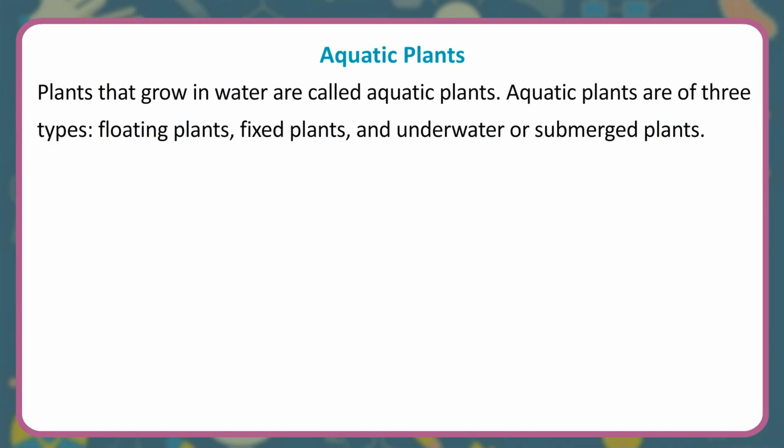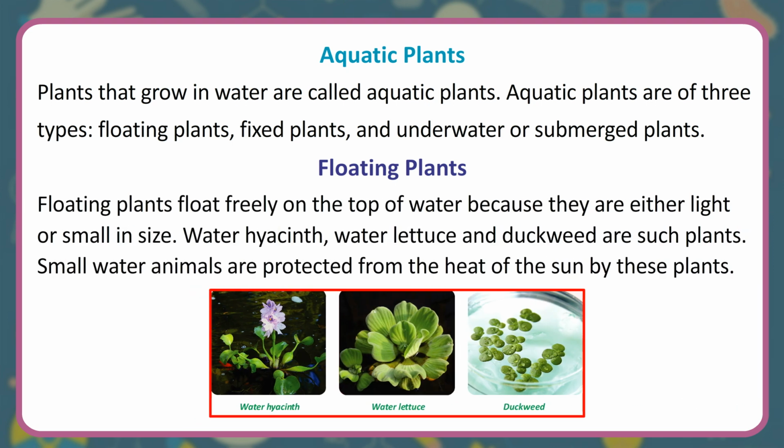Aquatic plants. Plants that grow in water are called aquatic plants. Aquatic plants are of three types: floating plants, fixed plants, and underwater or submerged plants. Floating plants float freely on the top of water because they are either light or small in size. Water hyacinth, water lettuce and duckweed are such plants. Small water animals are protected from the heat of the sun by these plants.